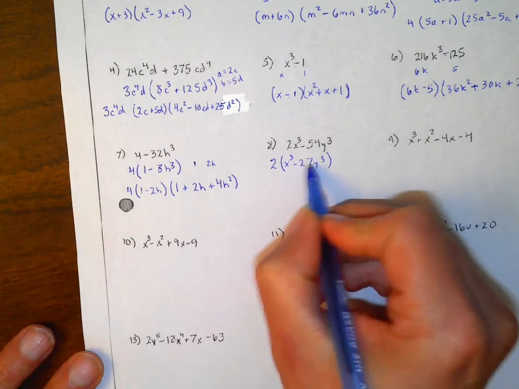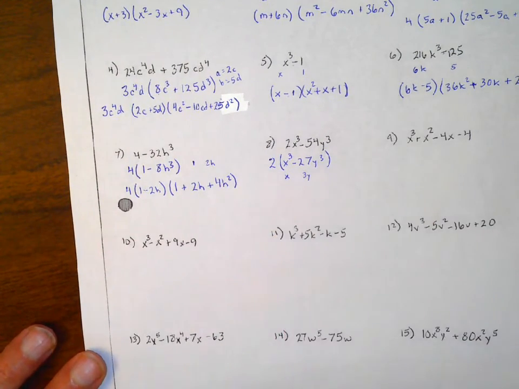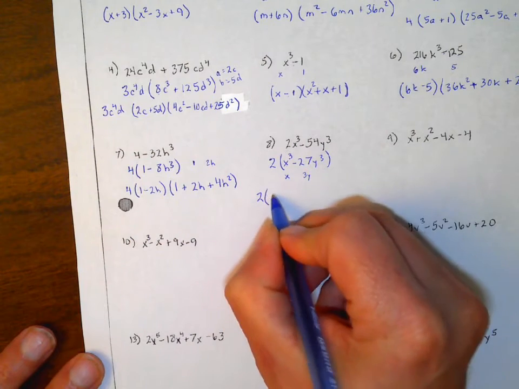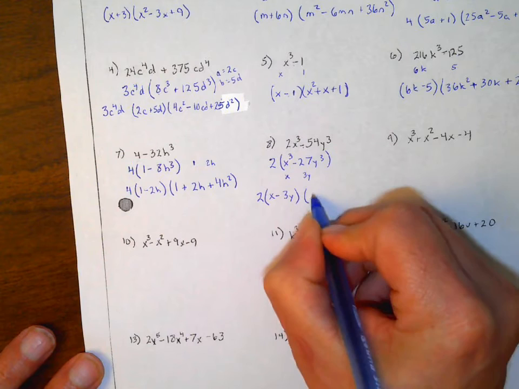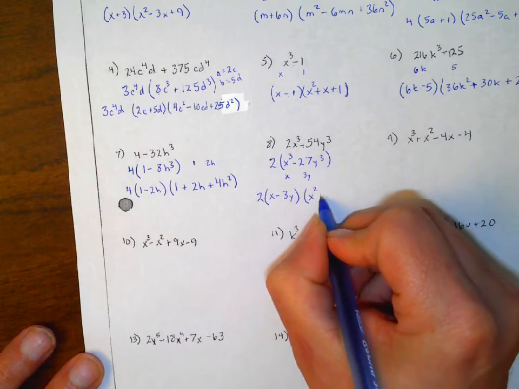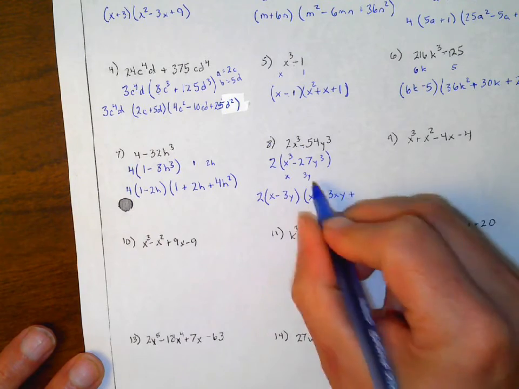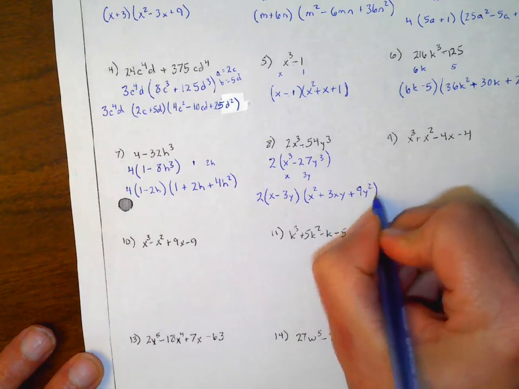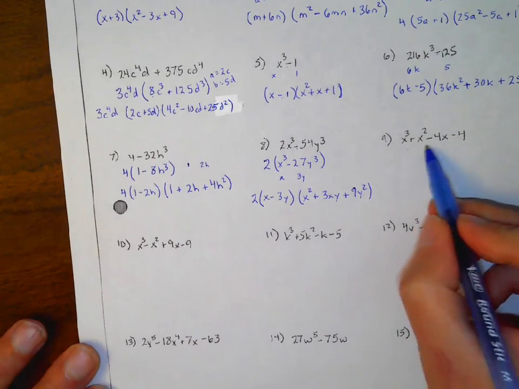And then we got our cubic pattern. We got x times x times x, 3y times 3y times 3y. So it'll be x minus 3y, squared, plus multiplied together, plus that squared. Okay. Now we got to our 4.